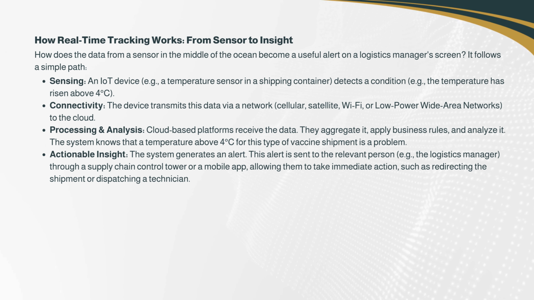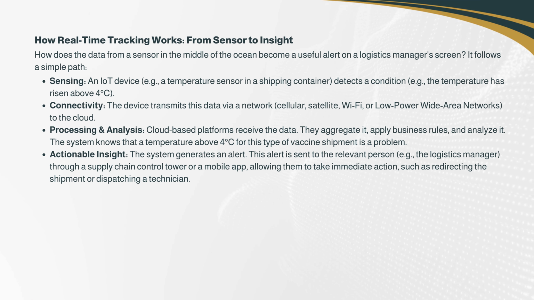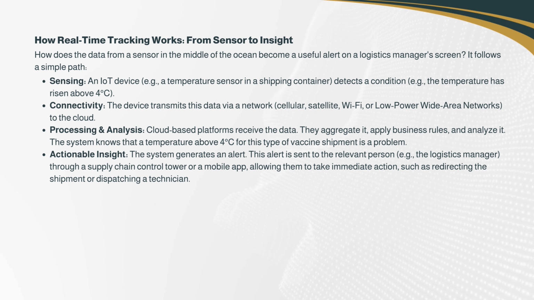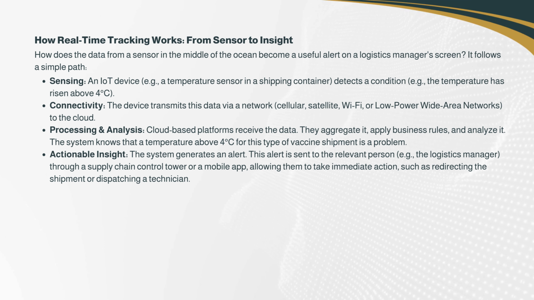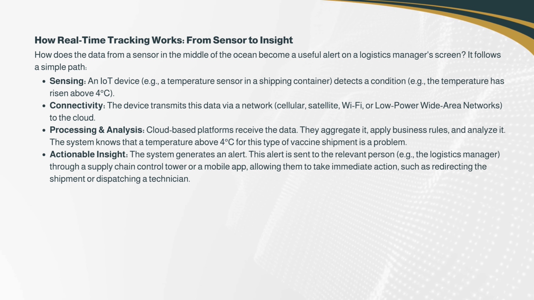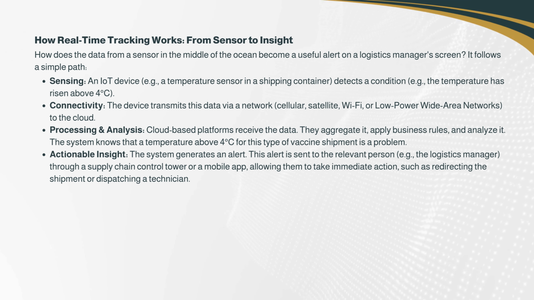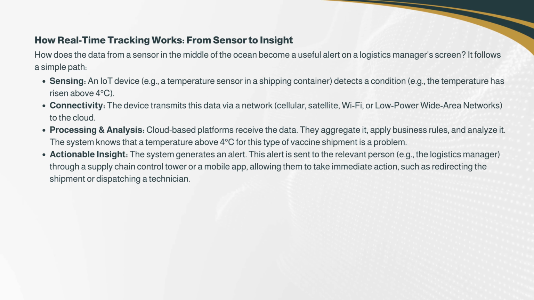Actionable insight. The system generates an alert. This alert is sent to the relevant person, e.g., the logistics manager, through a supply chain control tower or a mobile app, allowing them to take immediate action, such as redirecting the shipment or dispatching a technician.